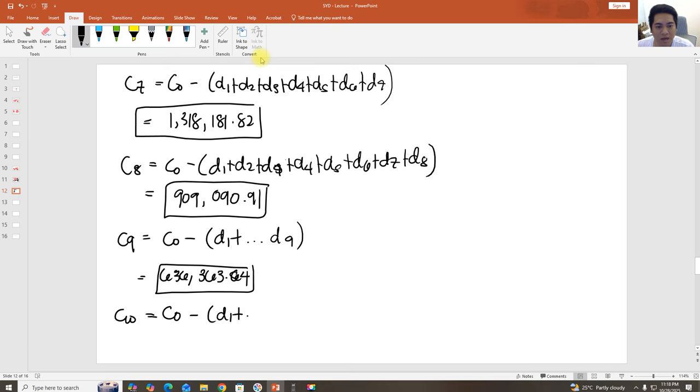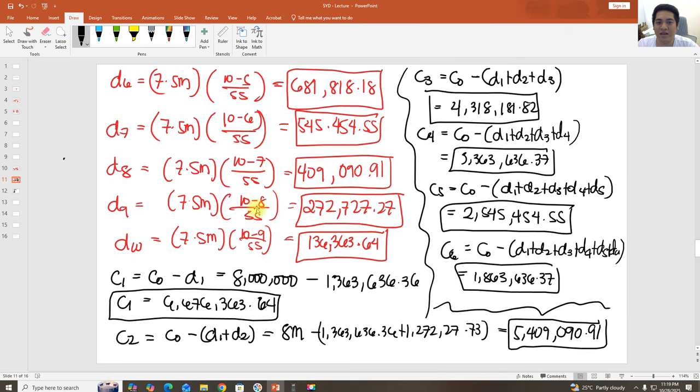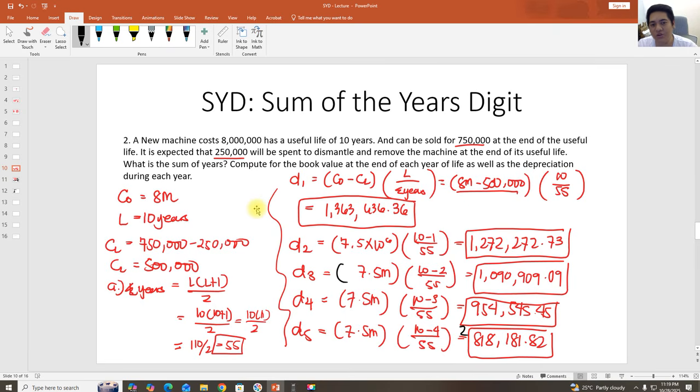And finally, for C sub 10, the book value after 10 years, that would be the summation of the depreciation D1 up to D10. You get the sum of it. So C sub 10, we are expecting that it should be equal to 500,000. When you solve it, it should equal the 500,000, because after the end of the 10 years, the book value will be the same as the salvage value, because that is what we are expecting. So hence, these are our answers for this problem number 2.